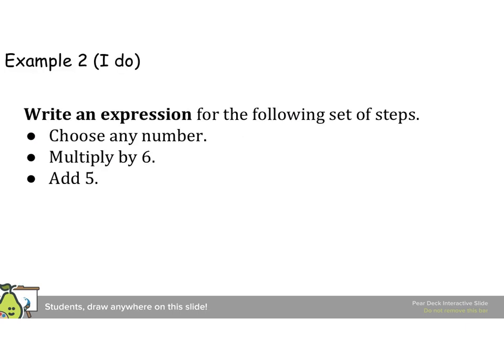All right, let's look at this one. So we're going to write an expression based off of the steps. So choosing any number, that's x. Multiply it by 6. Okay, so now I have 6x. And then I'm going to add 5. So it's 6x plus 5 for this one.